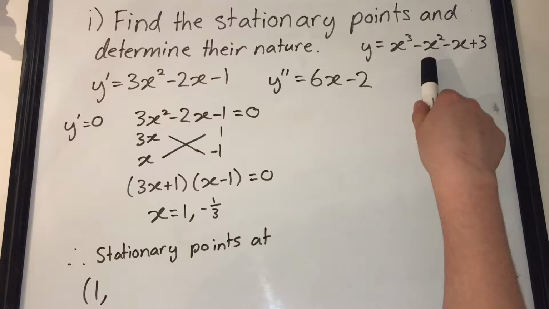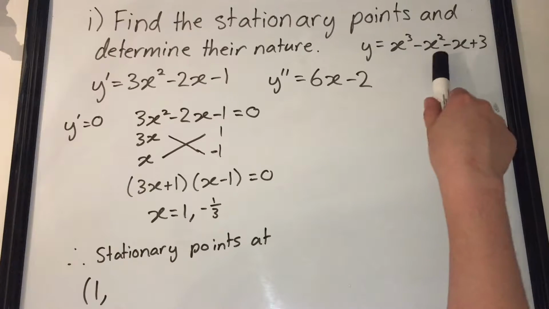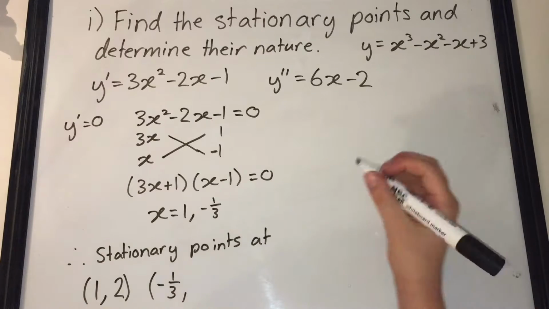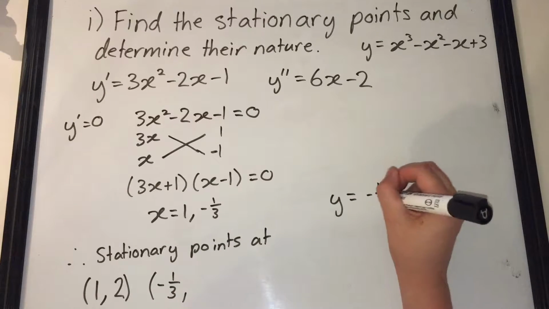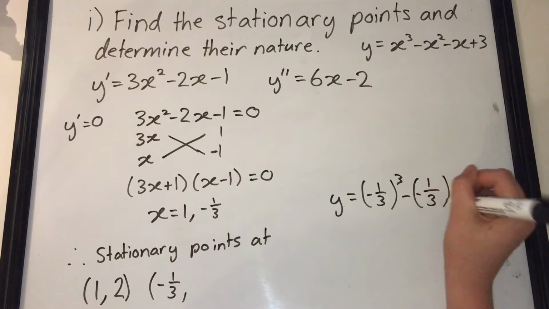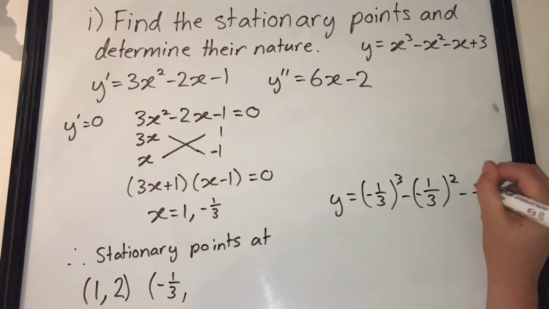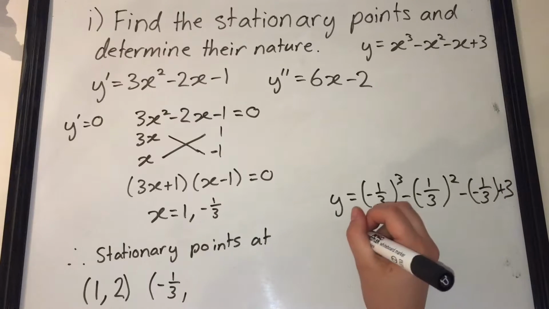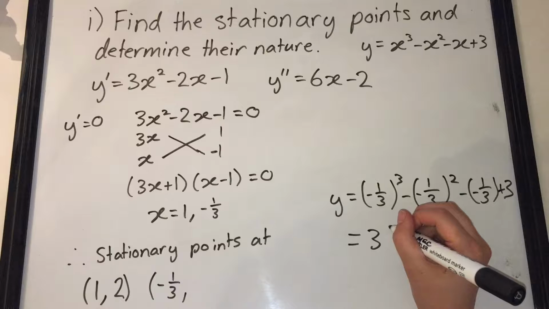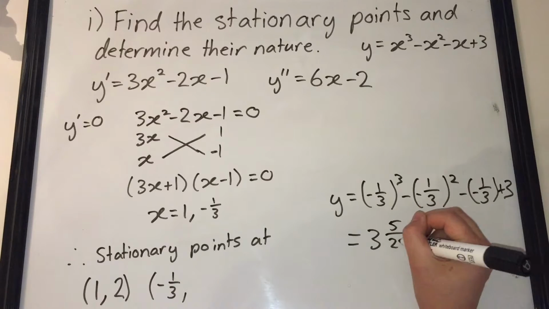For the next part, we're just subbing 1 into the equation, so it's 1 minus 1 minus 1 plus 3. That one's quite simple, so I haven't written that one down, but the next one I have. We go y equals negative 1/3 to the power of 3, and so on and so forth, and you pop that into your calculator and you'll be able to find the answer for that one. As you can see, it comes to 3 and 5 over 27.